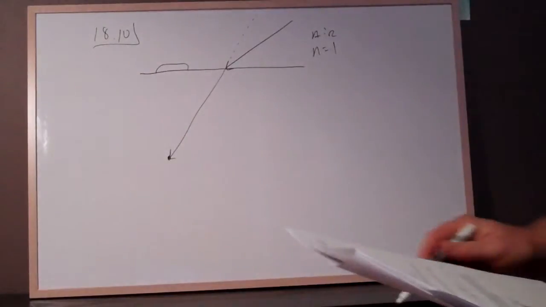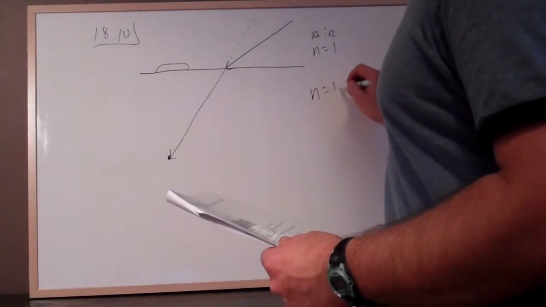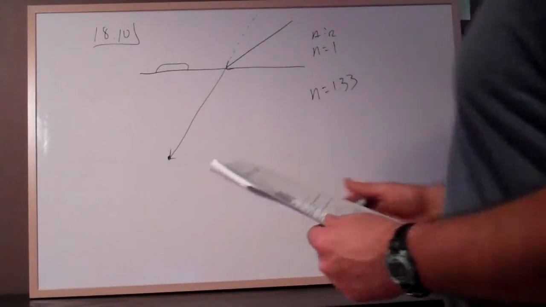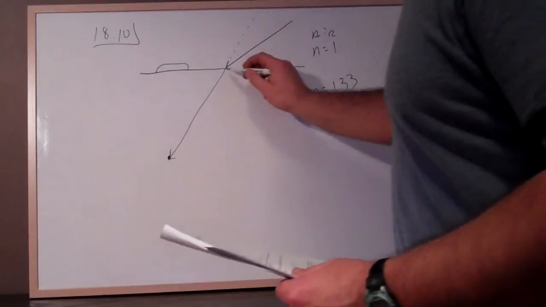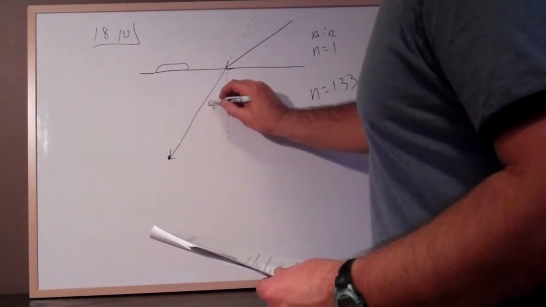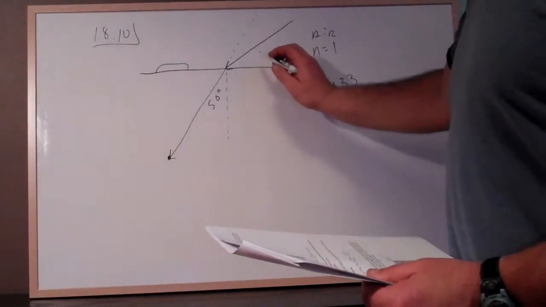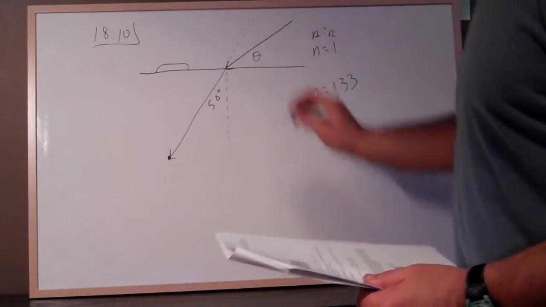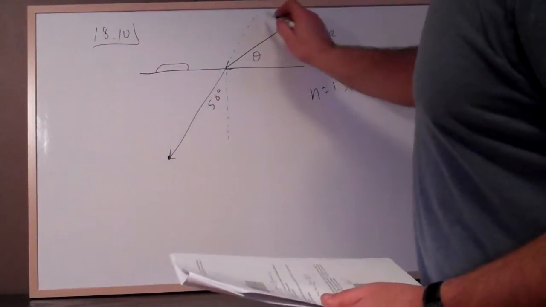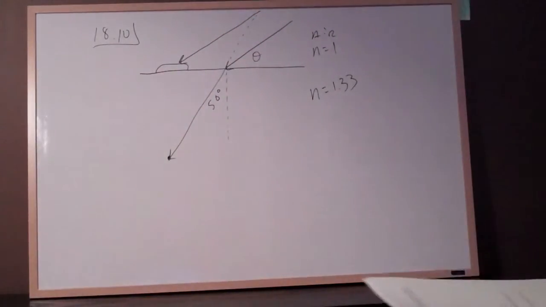Index of refraction of air is 1, and when the diver's in water, index of refraction of 1.3. The book might use 1.33. Good, so this angle is 50 degrees. What we really want to find, though, is what this angle is. That's the angle that the sun's coming in, and that would be the same angle that the sun would come in and hit the person in the boat.